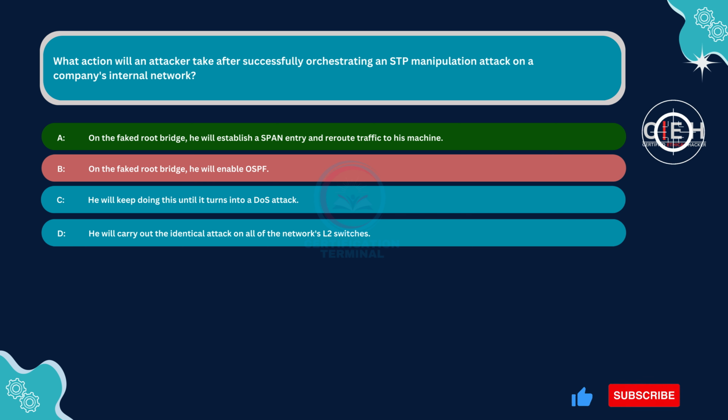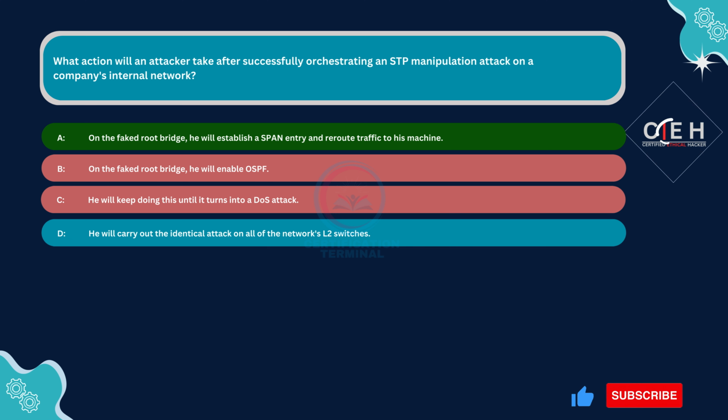Option B is incorrect. Enabling OSPF, open shortest path first, on the faked root bridge is not a typical action an attacker would take after an STP manipulation attack. OSPF is a routing protocol used to determine the best paths for routing IP packets within a network, and it operates at the network layer, layer 3, of the OSI model. STP manipulation attacks typically focus on manipulating layer 2 network protocols, such as STP, to control the path of Ethernet frames within a network.